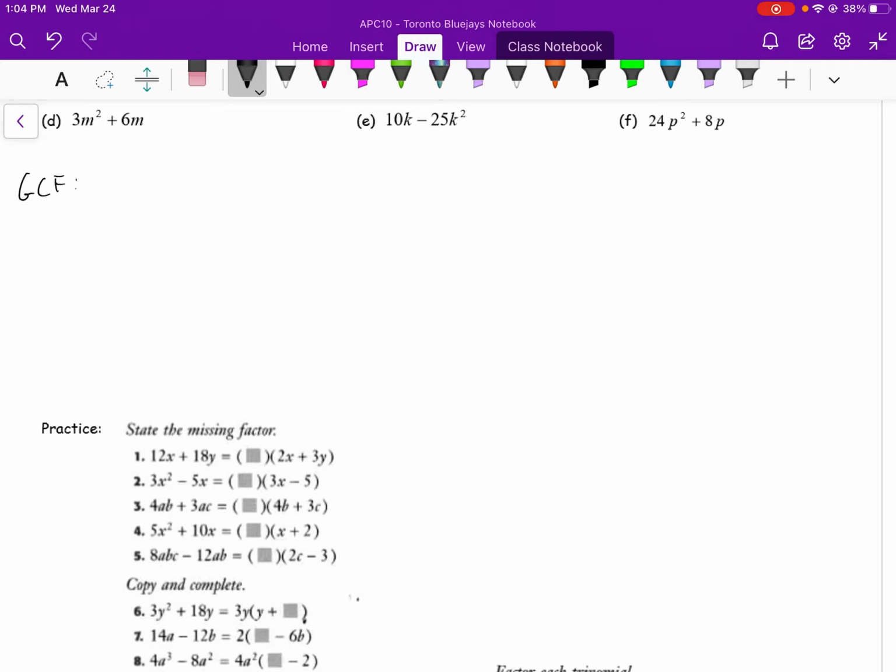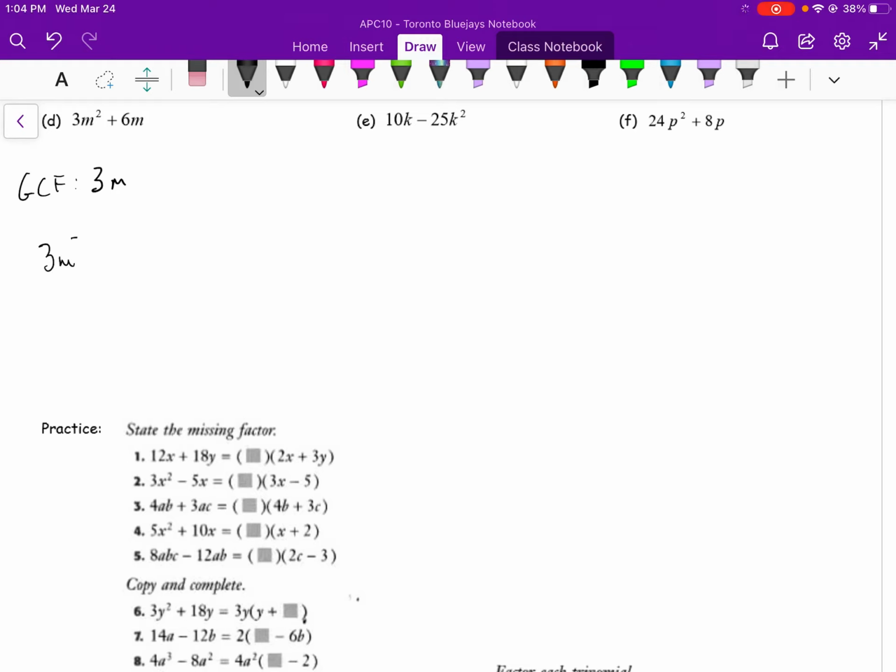So 3 and 6, what is the greatest common factor? 3. Now m squared and m, what is the greatest common factor between m squared and m? It is going to be m. So my greatest common factor is going to be 3m.